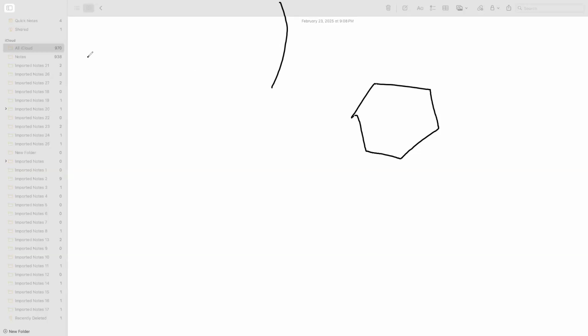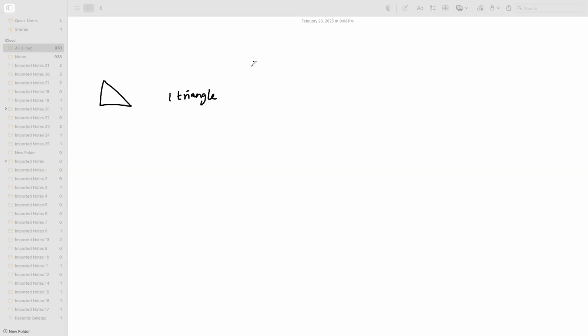Let me do this exercise with you and then I'll let you go. Suppose it's a triangle. There is one triangle. What is the sum of the angles in a triangle? 180. 1 times 180 is 180.